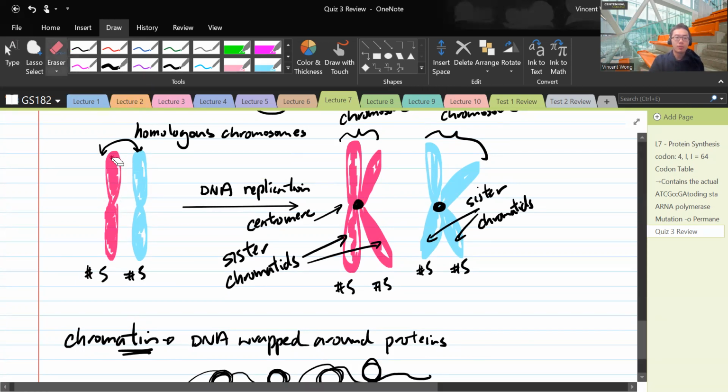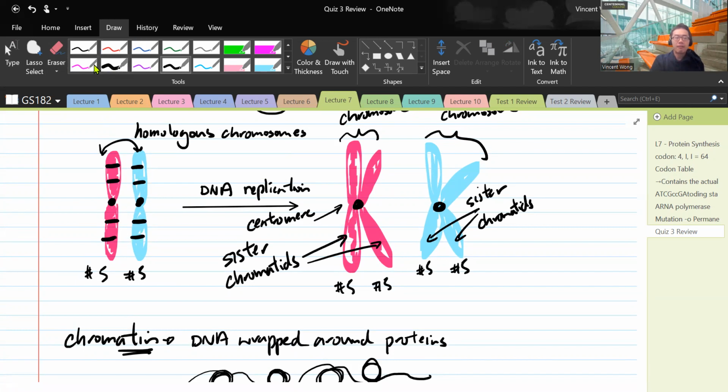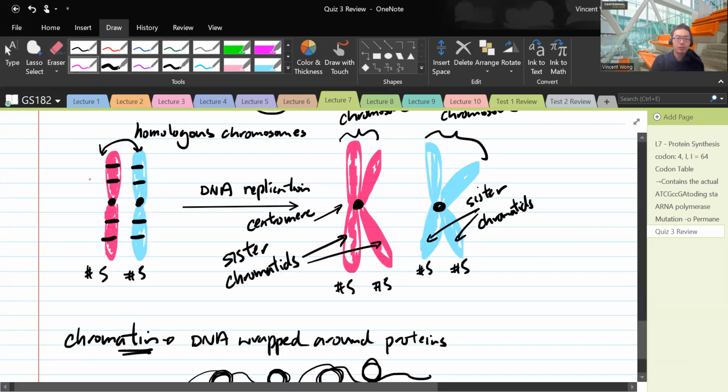So for the homologous chromosome, they're the same length, same size. Their centromeres are going to be at the same location. And more importantly, they would have genes that are in the same order. But sometimes they might have a different version of a gene. So like here, you might have gene big B and small b. These are different versions of a gene, which we call allele. Allele: different version of a gene. Like brown eyes and blue eyes, that's a different version of eye color.